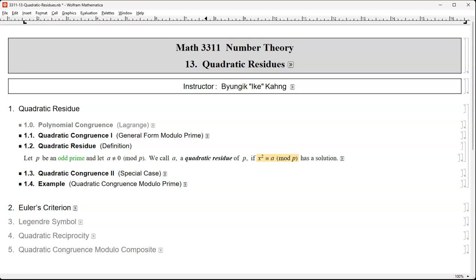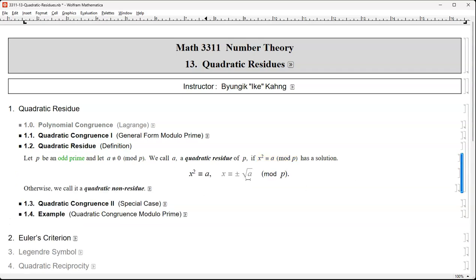By the way, if there is a solution, then we can prove that there are two. And furthermore, they are related like this, plus or minus something, so that we can safely say we have plus or minus square root of A if there is a solution to begin with. Or in other words, A is a quadratic residue. In fact, that's what we intend to prove in 1.3.